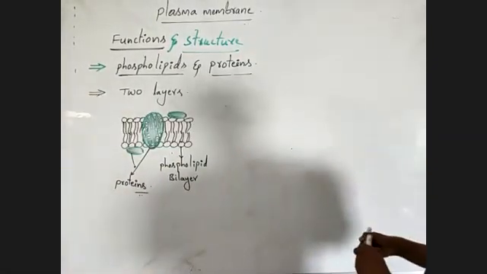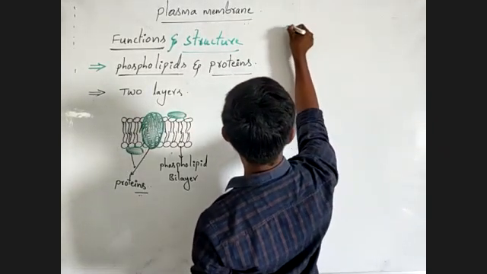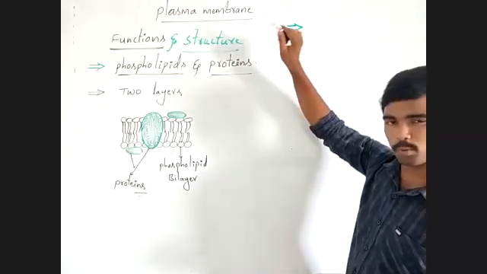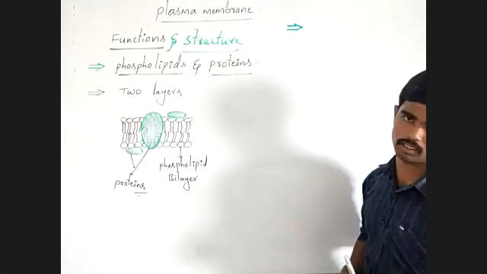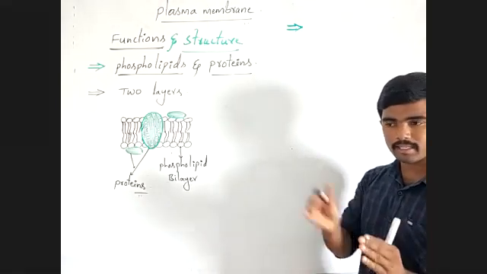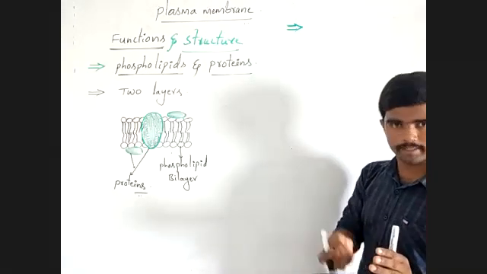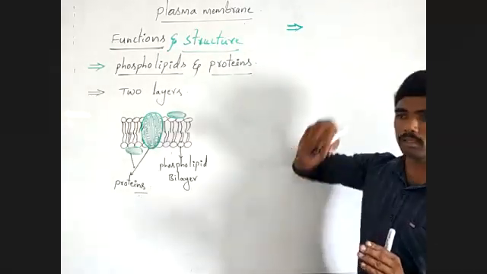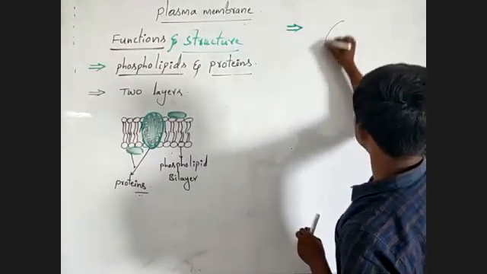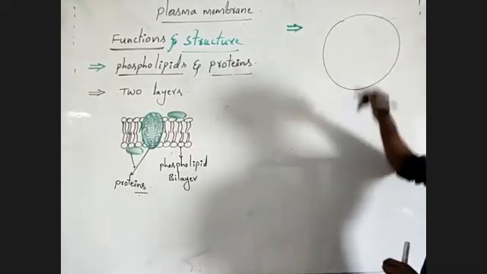Next, function. What are the functions of the plasma membrane? Already I told you, it protects the inner content of the cell. It is the outermost layer, means a barrier. It acts like a barrier between the internal environment of the cell and the outside environment of the cell. For example, imagine here it is the plasma membrane.